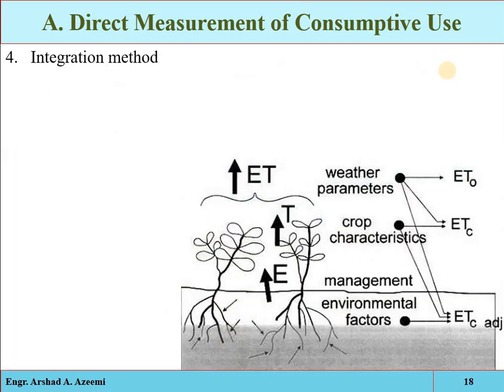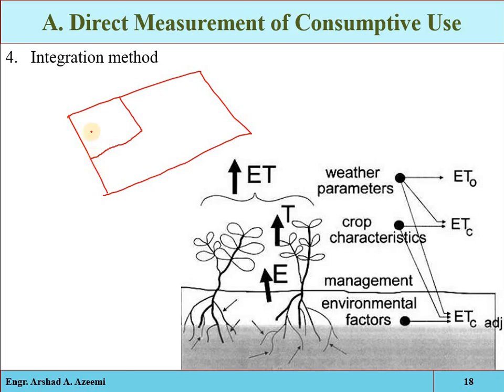The next direct method is the integration method. In this method, it is necessary to know the division of the total area. Suppose that is the total area. You have to know how much area is under irrigation for the crops in which you are interested, how much area is under irrigation for, suppose, vegetables, how much area is under irrigation for the extra weeds, the unwanted plants, and how much area is open surface, the barren land.